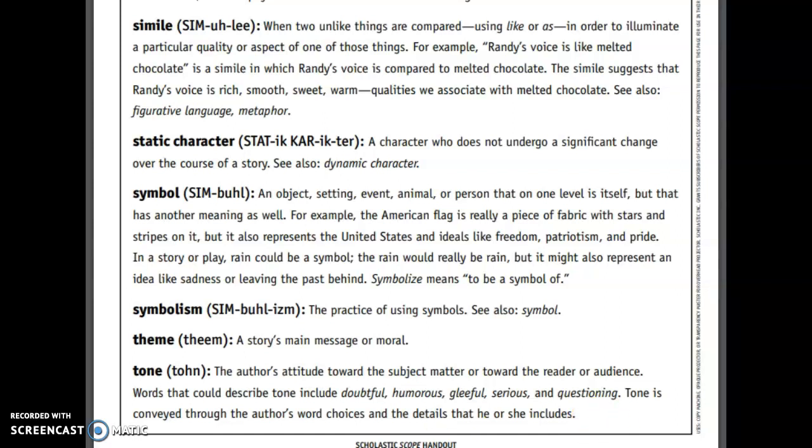We may use any or all of these terms as we study during the next couple of weeks our Scholastic Scope.